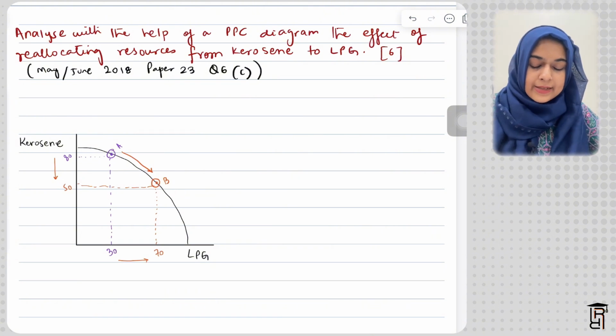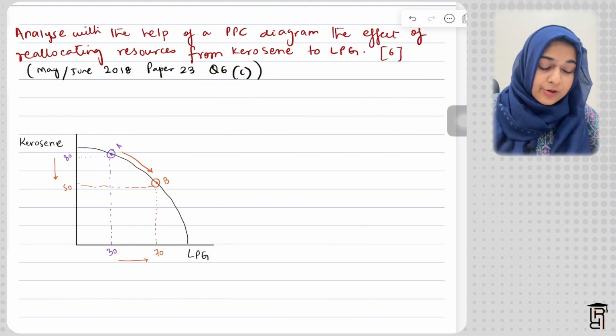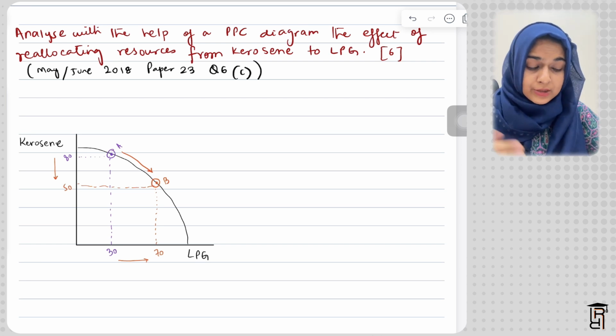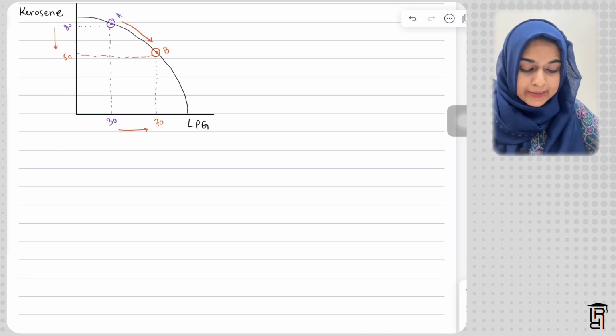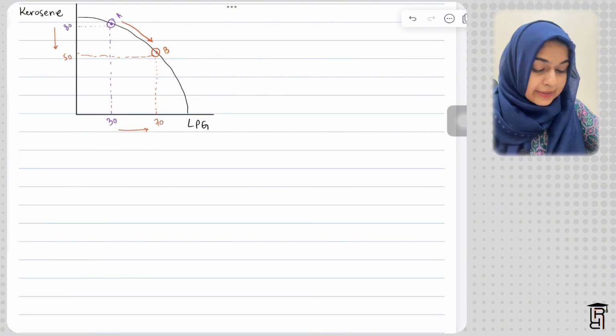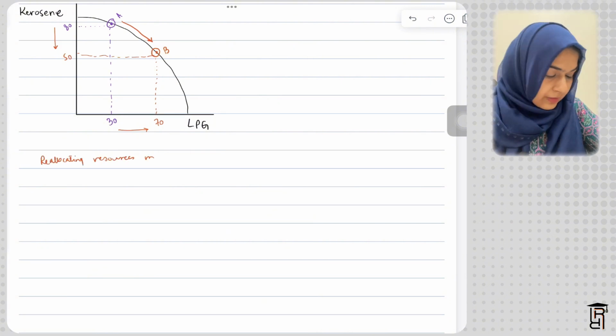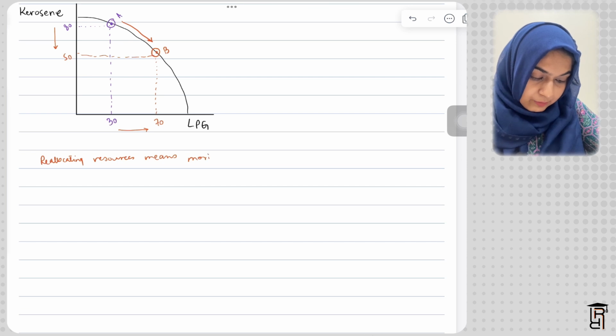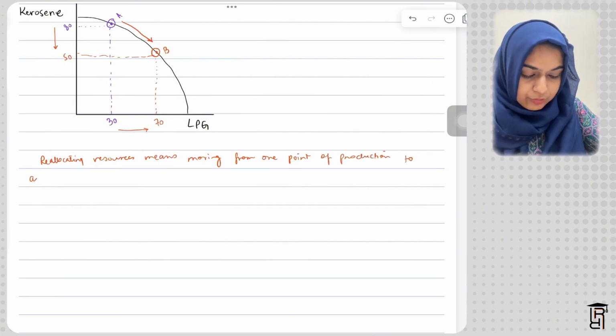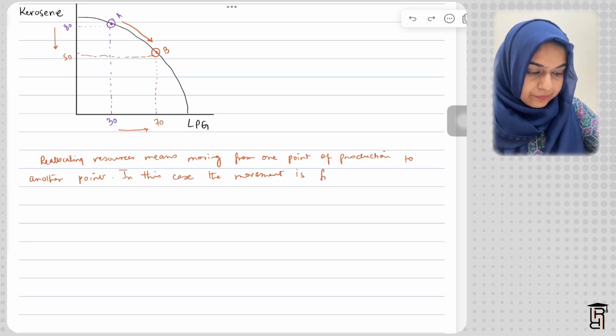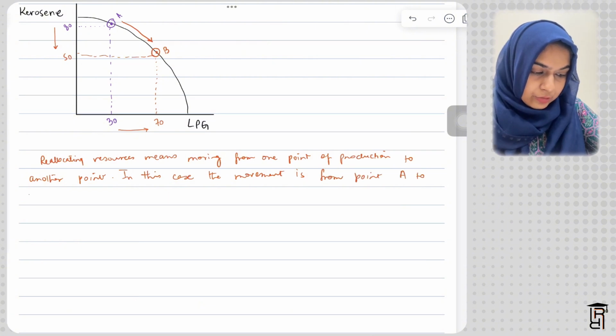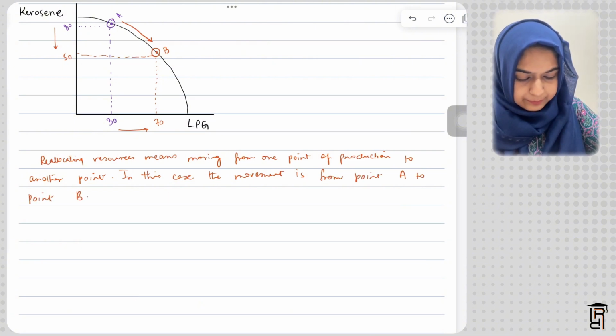And then in the analysis, we are basically going to write about opportunity cost, and we'll have to mention that this is a movement along the curve. So for the analysis, I'll have to write here that reallocating resources means moving from one point of production to another point. In this case, the movement is from point A to point B.